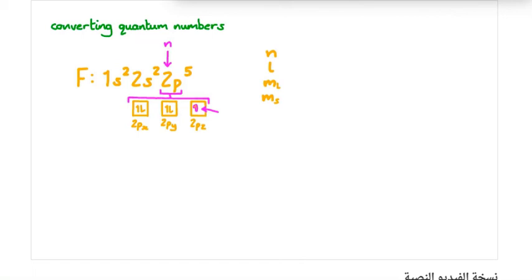We can find the value of n by looking at the number in the subshell notation. 2p means that n is equal to 2. We're in the second shell. What about l? In order to work out l, we need to convert p back to l notation. p corresponds to a value of the subsidiary quantum number of 1.